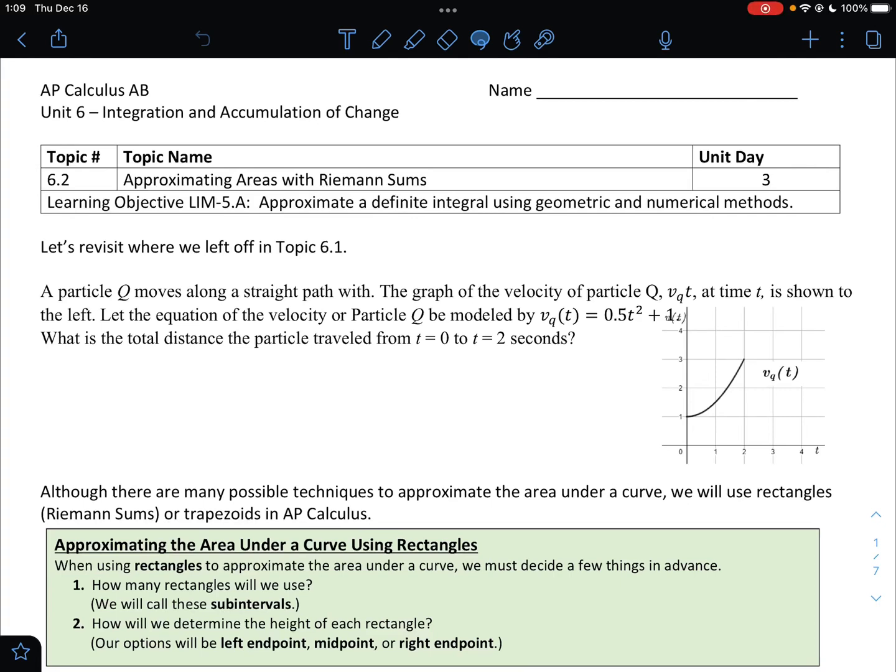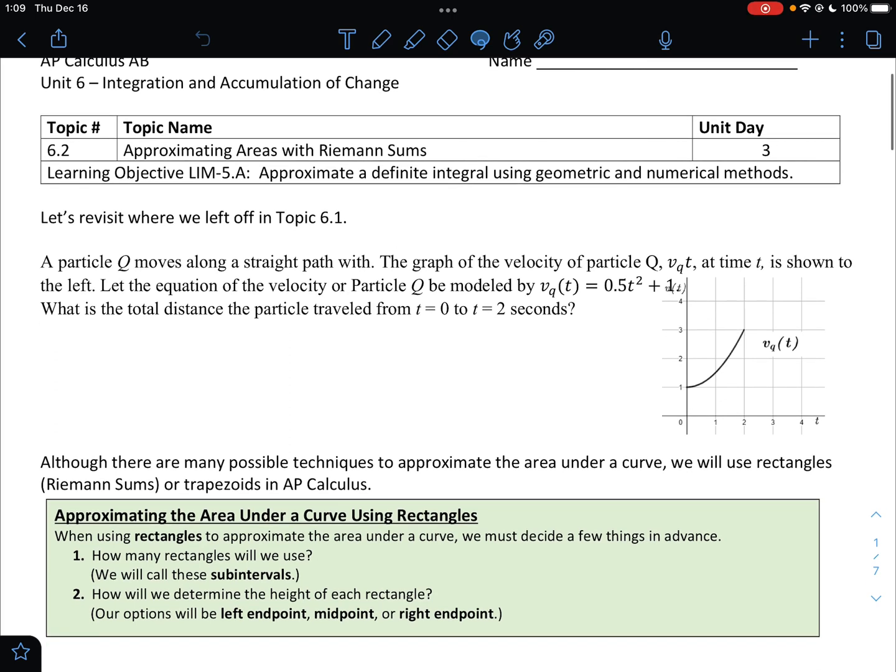Hey everyone, thanks for tuning in today to this video where we're going to talk about approximating areas with Riemann sums. So let's go back to where we ended in topic 6.1.